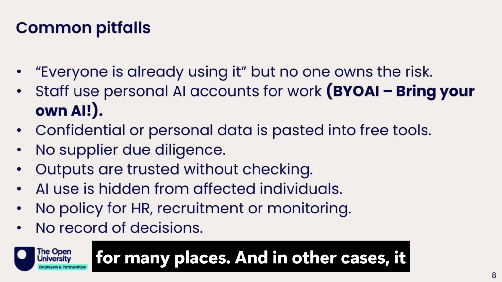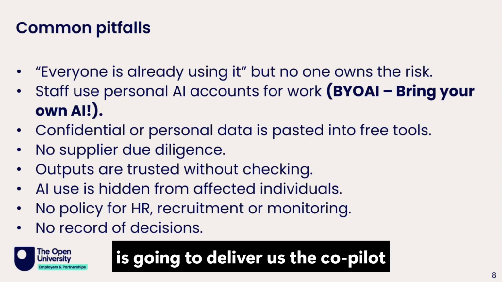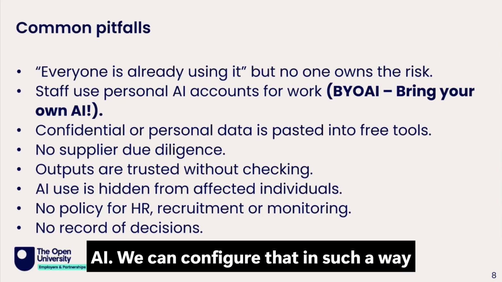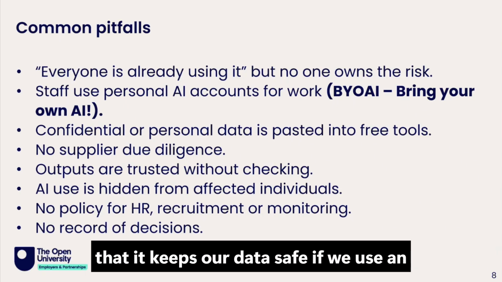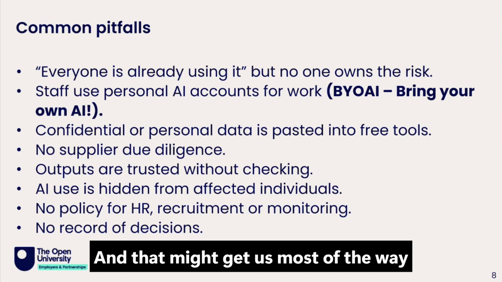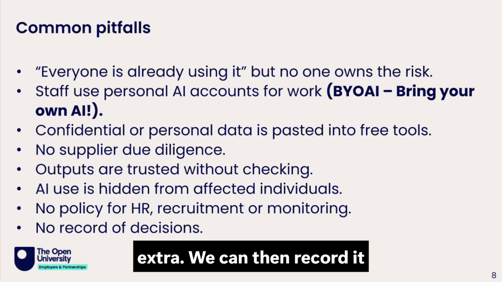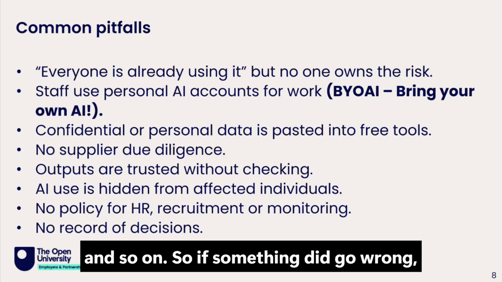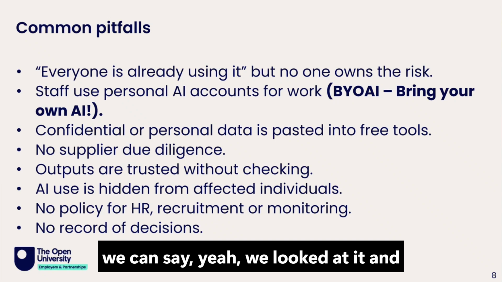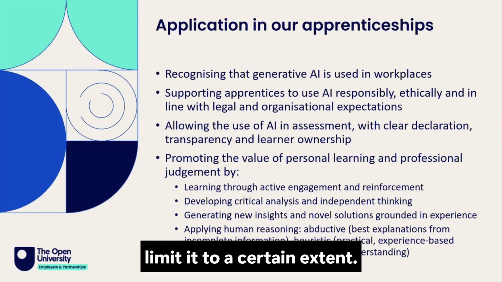And in other cases, it might simply be about, well, we're going to subscribe to Microsoft Office, and that is going to deliver us the Copilot AI. We can configure that in such a way that it keeps our data safe if we use an appropriate business license. And that might get us most of the way there without having to do anything extra. We can then record it and so on. So if something did go wrong, we can say, yeah, we looked at it and this is what we've done. It's not going to stop liability, but hopefully it will limit it to a certain extent.